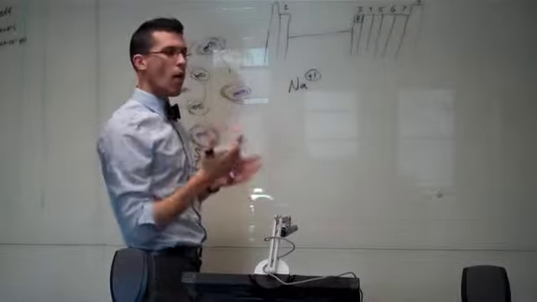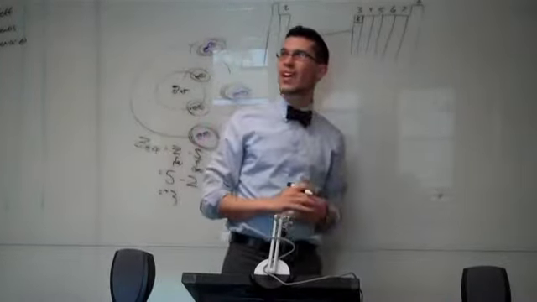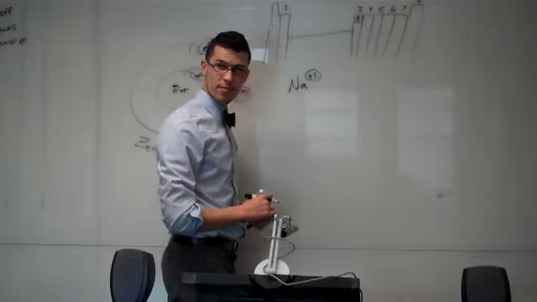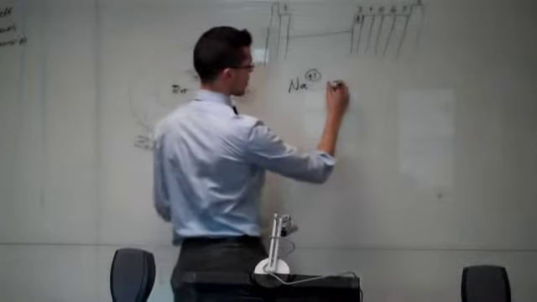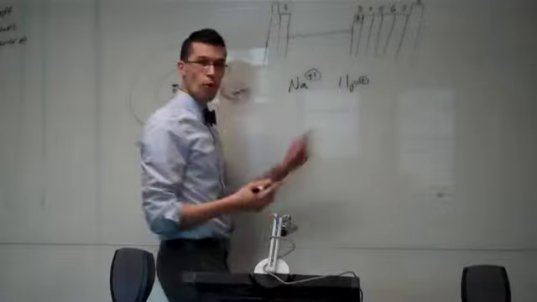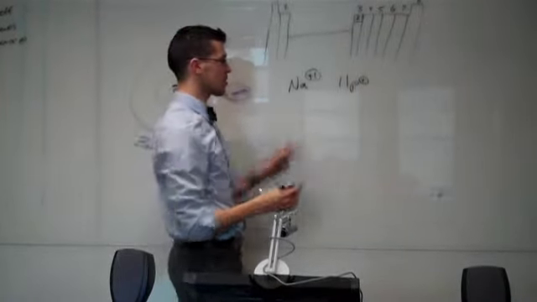Or let me just back up. How many protons does sodium have? Sodium is on the very left-hand side. 12? Is that right? No, it's 11. You're pretty close. So sodium has 11 protons. It normally has how many electrons?